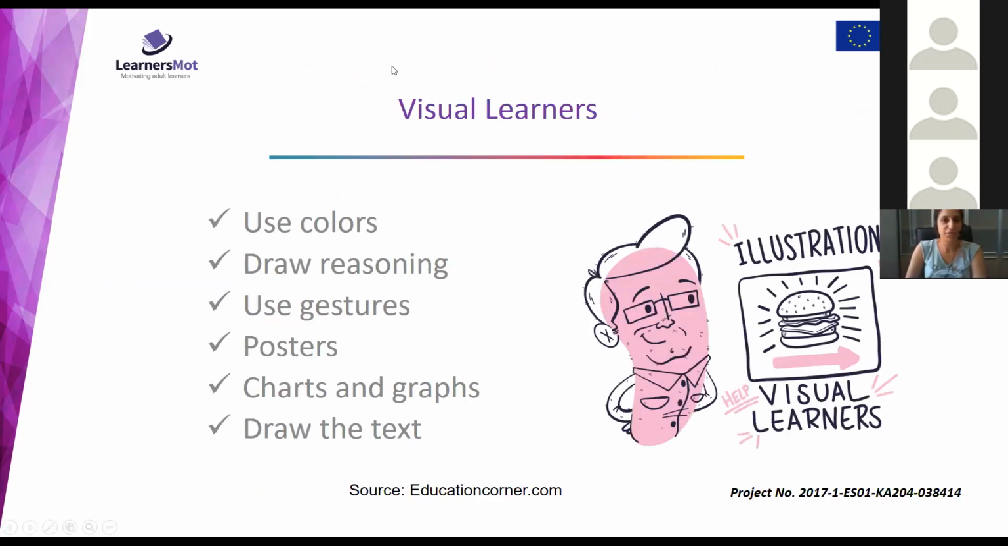So, some tips and tricks about the different learners. About visual learners, they use colors. They like drawings. And when they have a thinking approach, they like drawing their reasoning, so ask them to draw their reasoning. It's very easy for them to explain what they thought if they draw it. Use gestures. It helps them keep their attention on you.